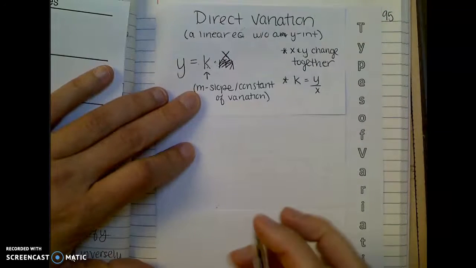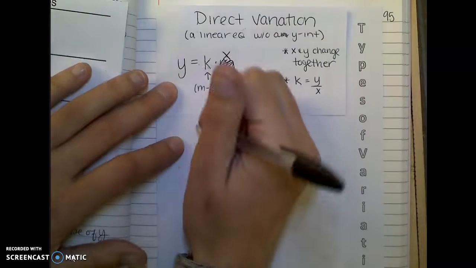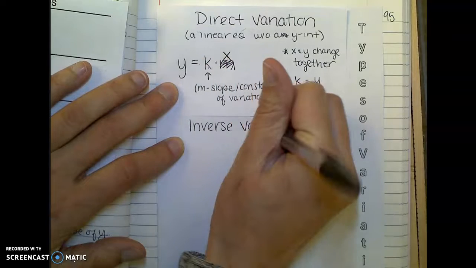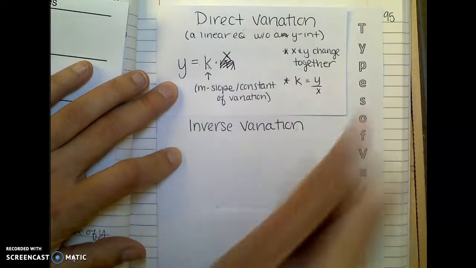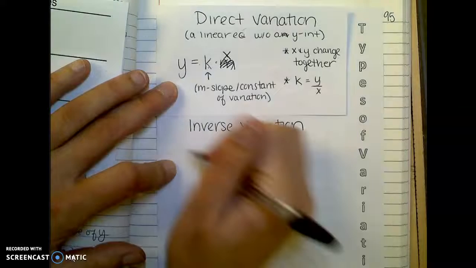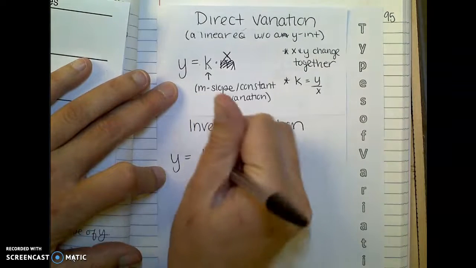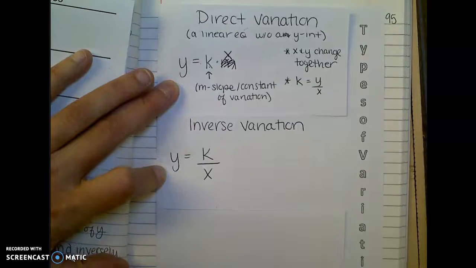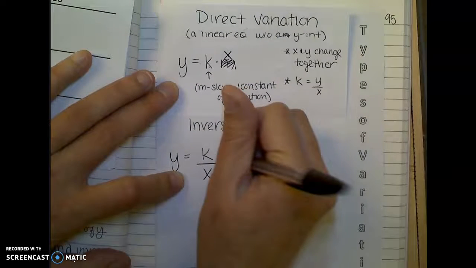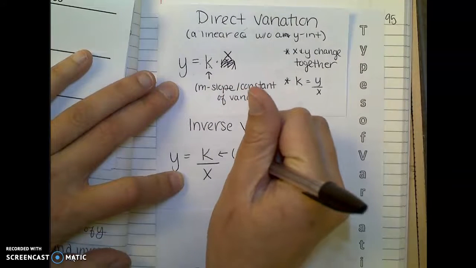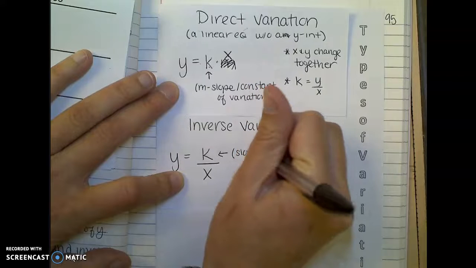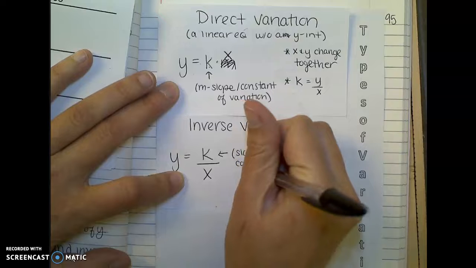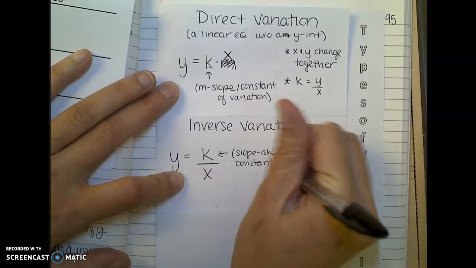Another type of variation that we have that is going to be maybe new to you is inverse variation. Okay, so inverse variation looks different. It's y equals k over x. So we're not multiplying by x anymore. We are dividing by x. But this here is still like our slope-ish number. It's still called k. It's still our constant of variation.